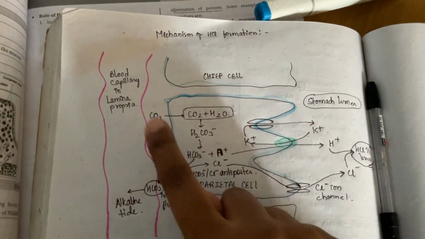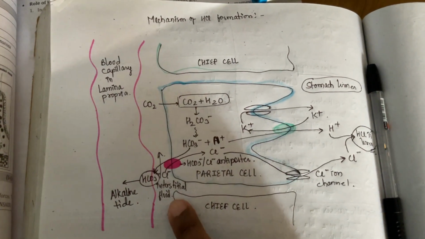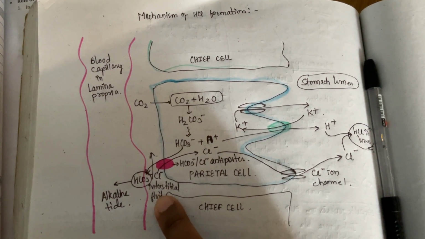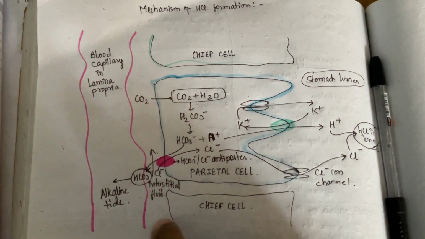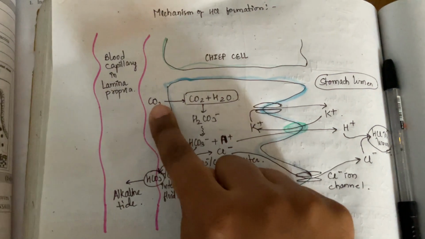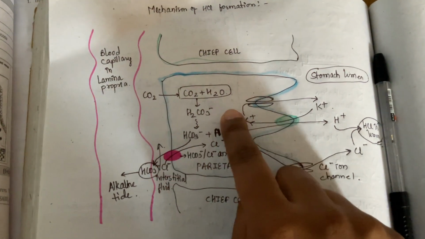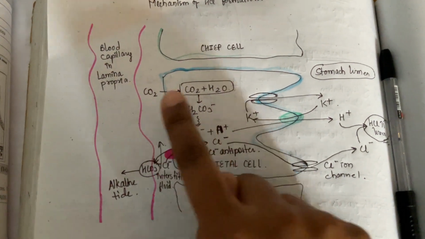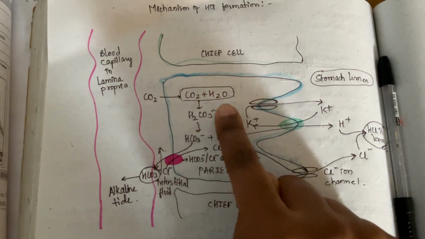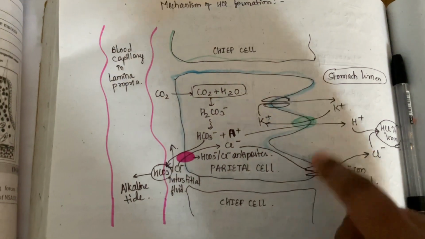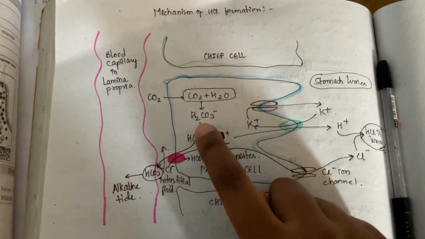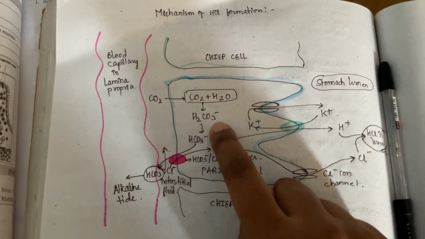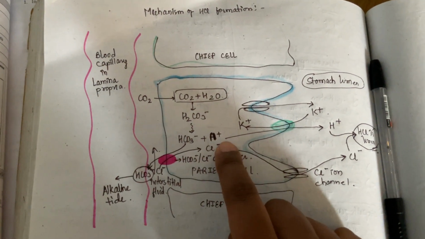So what happens is that there's interstitial fluid in between the blood capillary and the cells, and from the interstitial fluid into the parietal cells enters carbon dioxide. Now this carbon dioxide combines with the water that is present in the parietal cell and forms carbonic acid. Now this carbonic acid dissociates into bicarbonate and proton.